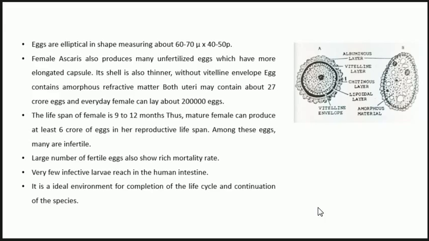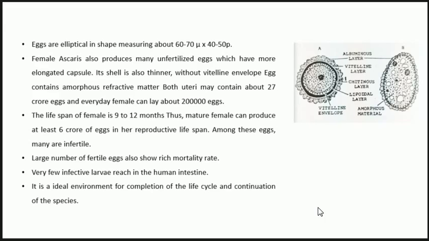Both uteri may contain about 27 crore eggs, and every day the female can lay about, as you can see, 2000 eggs. So a lot of number, but as we know, such kind of adaptation has been observed in many parasites. Why is there a lot more production of eggs?